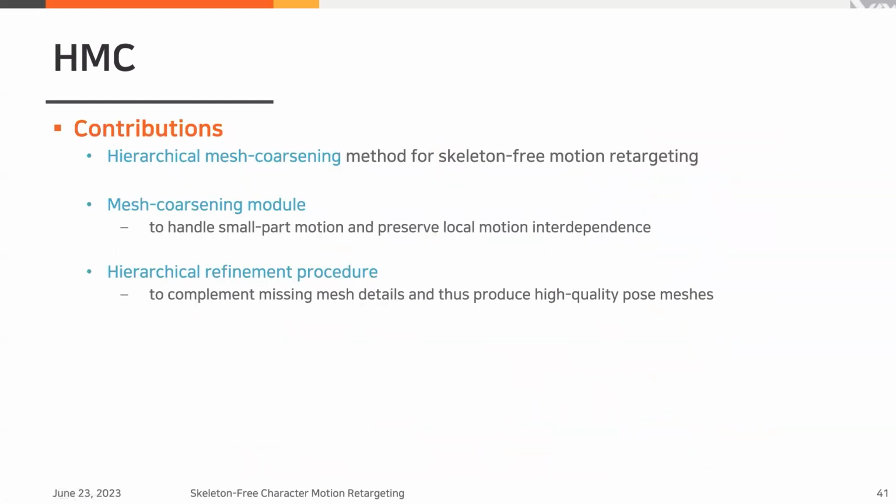So in summary, they deal with the skeleton-free motion retargeting problem with a hierarchical mesh coarsening method. They use two modules. The first one is the mesh coarsening module to handle small part motion and preserve local motion interdependence. And they use the hierarchical refinement procedure to complement missing mesh details and thus produce high quality pose meshes.